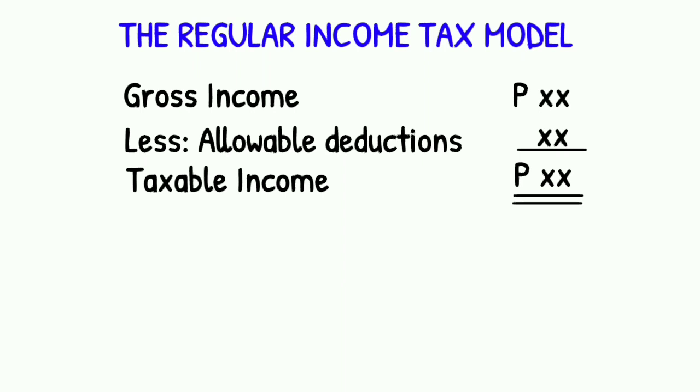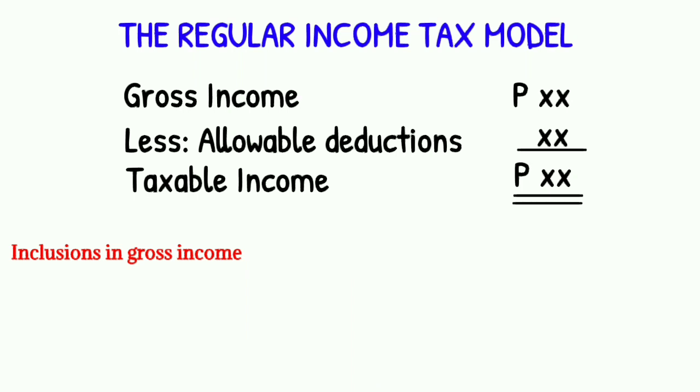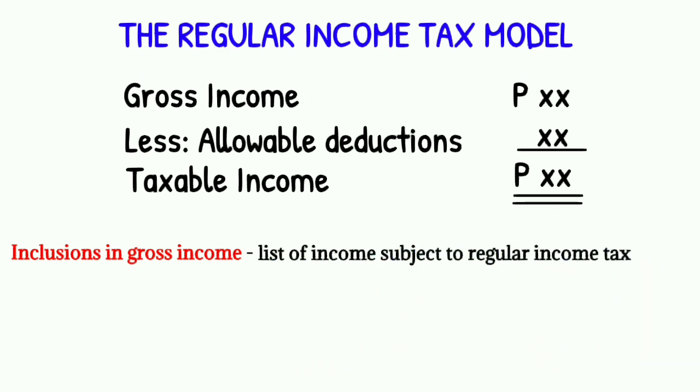Take note na ang tinutukoy na gross income dito ay inclusions in gross income. Inclusions in gross income pertain to the list of income subject to regular income tax. Ito yung list of income na subject sa regular income tax. So, hindi dapat exclusions from gross income. Kasi pag sinabi natin exclusions from gross income, ito yung list of income na exempt sa regular income tax. Kung exempt na siya sa regular income tax, that means hindi na dapat siya patawan ng regular income tax. So the gross income here should pertain to the inclusions in gross income.